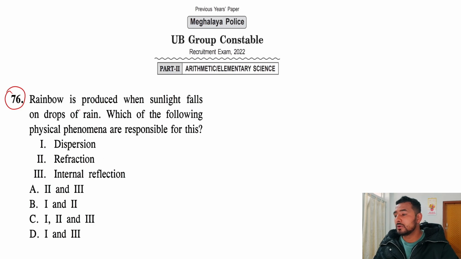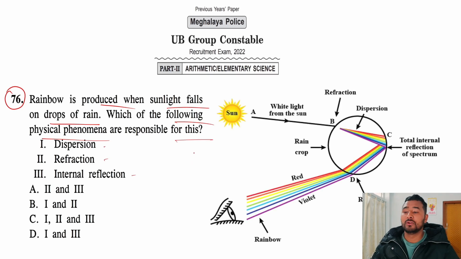Rainbow is produced when sunlight falls on drops of rain. Which of the following physical phenomenon are responsible for this? So they have given dispersion, refraction, and internal reflection. To answer this question, let me show you one figure. From this figure, it will be clear.